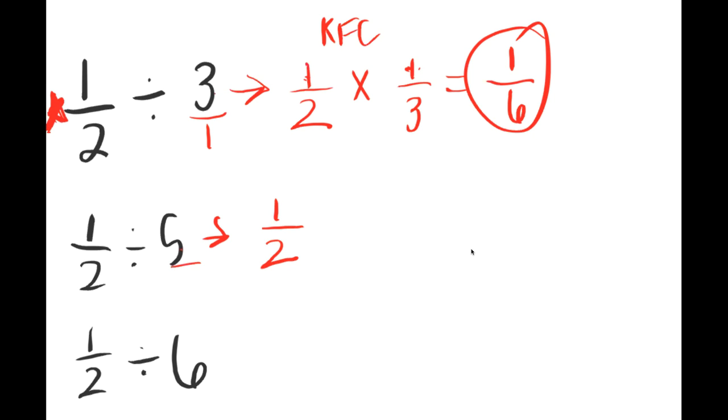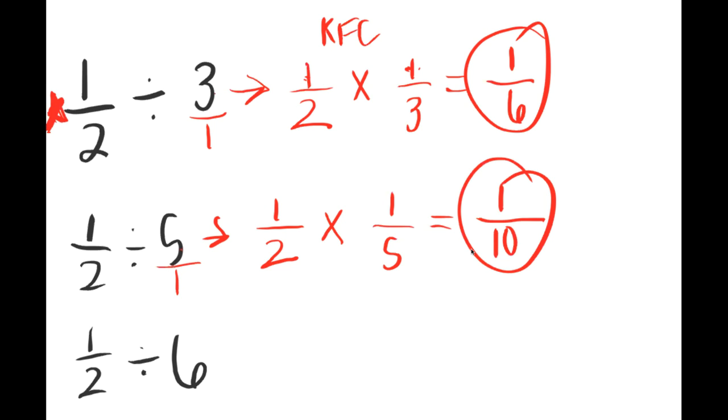We're going to put our original whole number over 1 so that we can flip it and have 1 over 5. Then we're going to change division to multiplication and solve. 1 times 1 is 1, all over 2 times 5 is 10. And there's our answer.